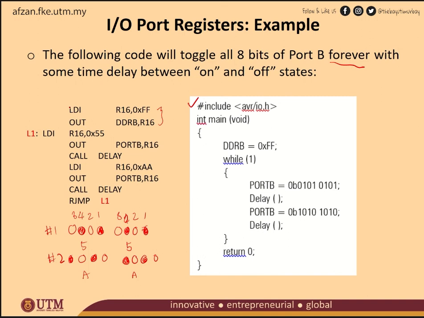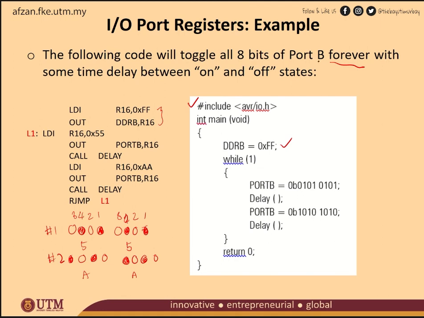The first line here, what are you going to do? Initialize your port B so your port B becomes output. So DDRB equals 0xFF. And then while(1). Why do we use the while(1) loop here? Because we want to do it continuously.